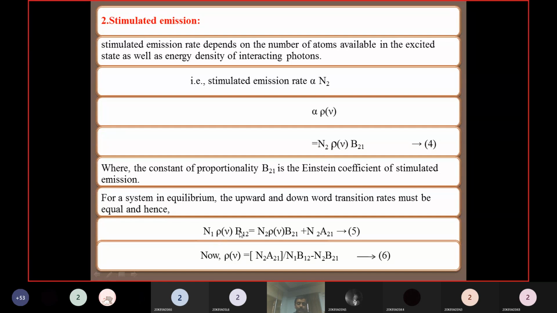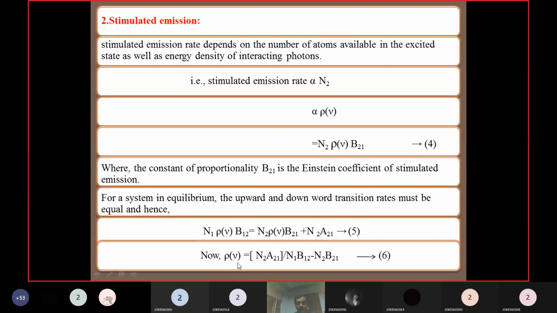Now coming to the equilibrium position, the rate of absorption is equal to the rate of emission. In the emission process there are two types of emissions: stimulated emission and spontaneous emission. Now I am bringing this term to this side and taking common. So N1 rho of nu is common. The remaining term is N1 into B12 minus N2 into B21.